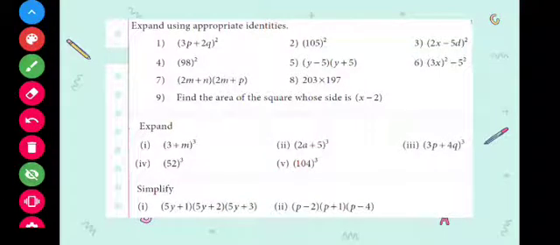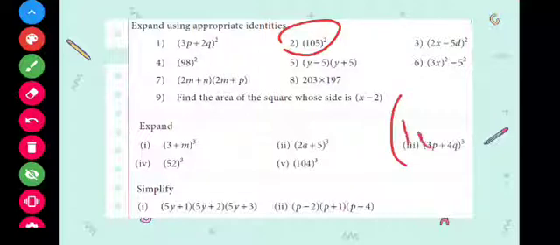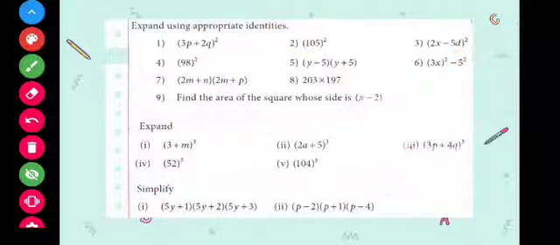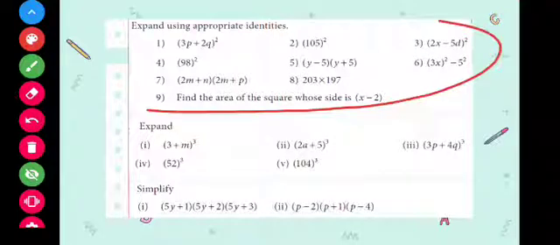See here, in this, 105 square is given. This 105 square, you can write it as 100 plus 5 whole square. So this in terms becomes a plus b whole square. And you see, here you can use a as 100 and b as 5. You can solve this problem in that way. So same way you can solve all the problems. It's a much simpler question.